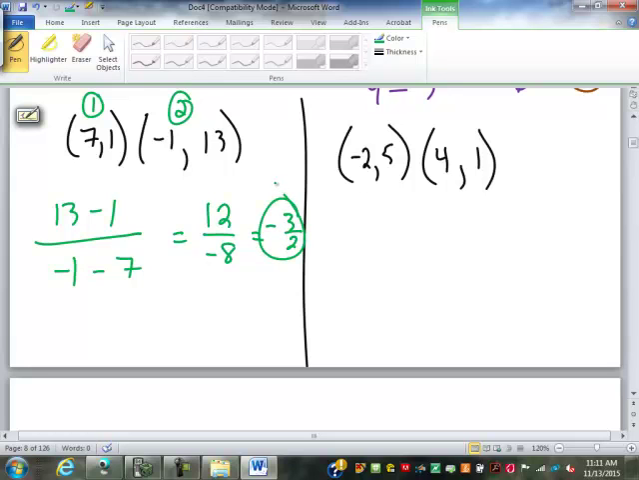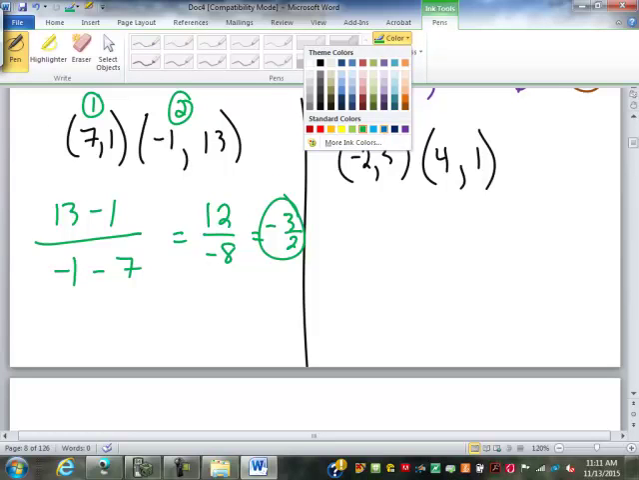Negative 3 over 2. How many got negative 3 over 2? Any questions? Just didn't reduce it? You had negative 12 over 8. That works. So 12 over negative 8. That actually is just fine.